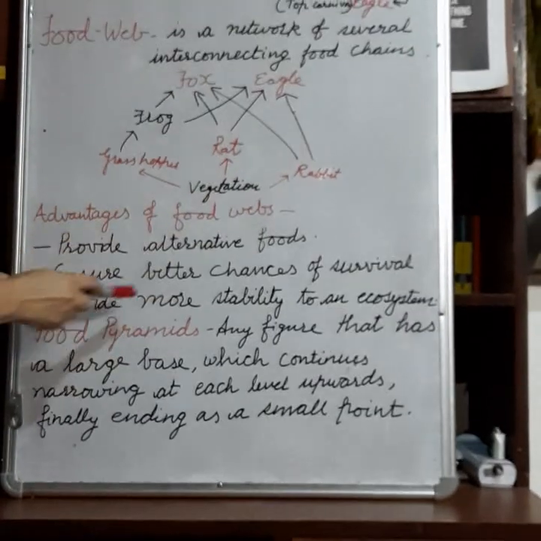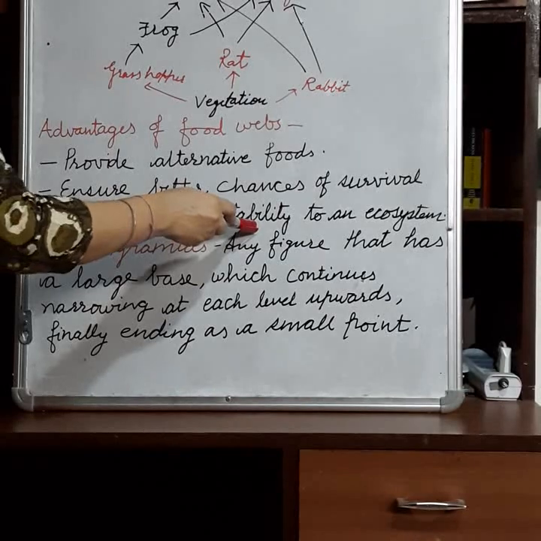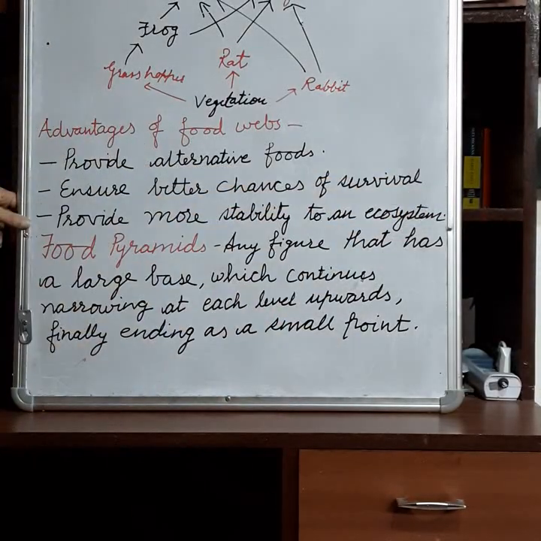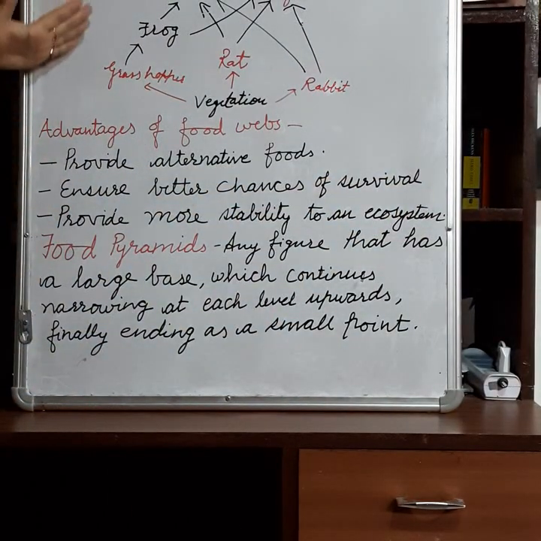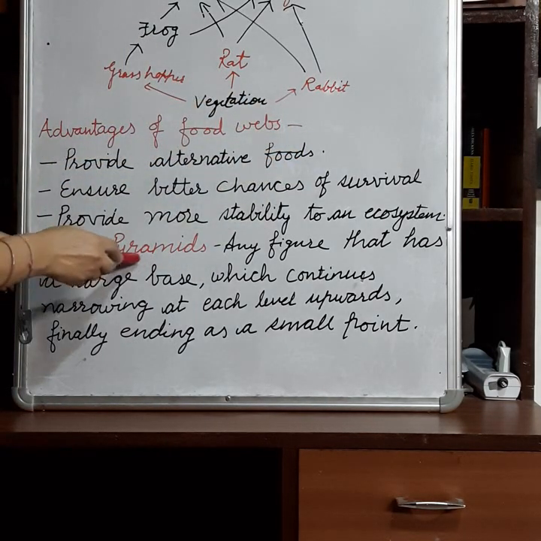Then food webs provide more stability to an ecosystem. So these are some advantages of food webs. Now food pyramids.